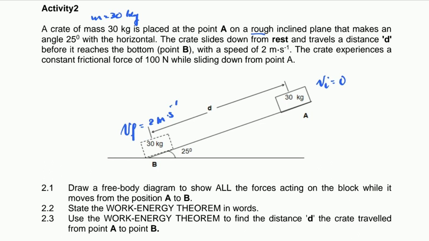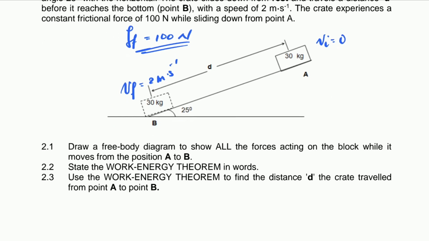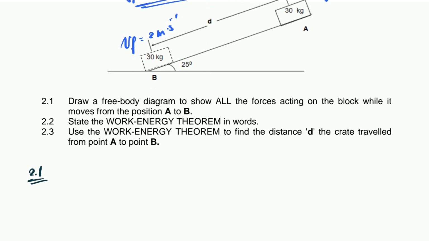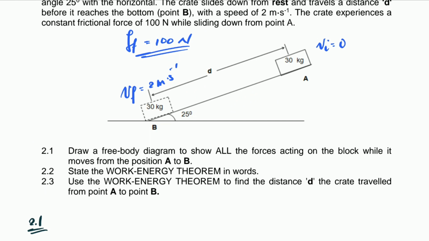Is an important data there. The crate experiences a constant frictional force of 100 Newton. They are giving you the friction, so in this case you don't have to calculate friction while sliding down. Draw the free body diagram to show all the forces acting on the block while it moves from the position A to B. Now for this free body diagram, they ask in question 2.1, you are not going to draw the axis. They only want the forces, okay? But before doing that, we are going to draw one with the axis.